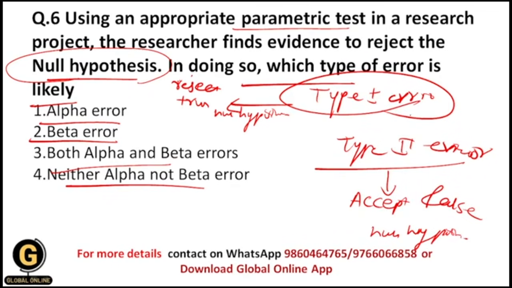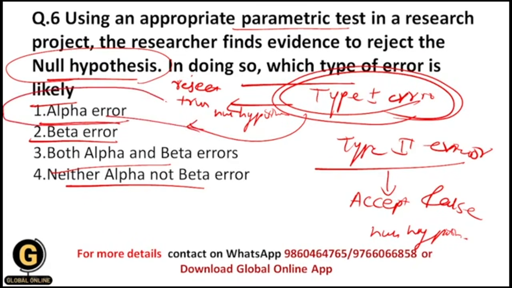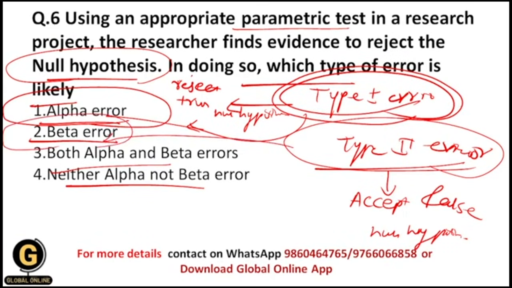So the probability of occurring type 1 error is called alpha error or alpha, and the probability of occurring type 2 error is called beta or beta error. But in this situation, the researcher is going to reject the null hypothesis, not accept it, and that's why type 2 error gets eliminated. So the only remaining option will be type 1 error, and its probability is what? Alpha error, and that's why your correct answer should be 1, that is alpha error.